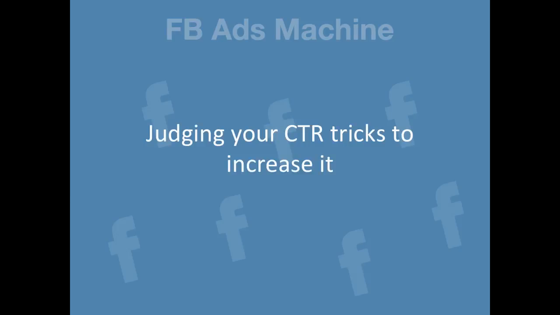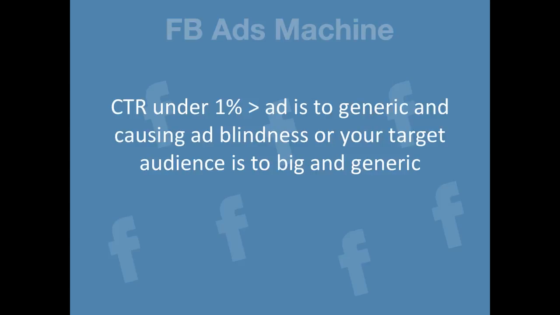We are going to be talking about CTR, which is short for click-through rate. Judging your click-through rate and tricks to increase it, all right? So essentially, what I'm telling you is how to judge your CTR and the tricks that you are going to use to increase it. A click-through rate under 1% means your ad is too generic and causing ad blindness, and your target audience is too big and generic.